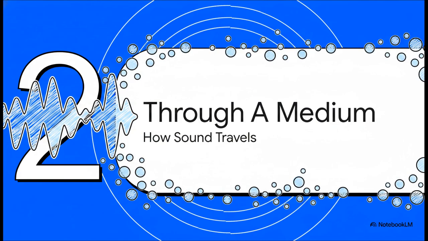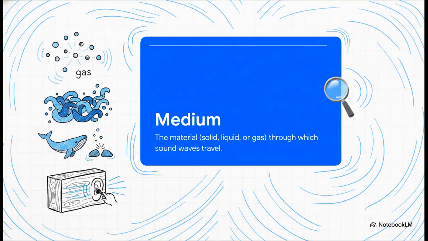But sound waves can't just exist anywhere. That brings us to section 2. Through a medium. How sound travels. Since sound is entirely reliant on molecules bumping into one another, it simply cannot travel through empty space. It absolutely requires an environment. Scientists call the material that sound travels through a medium. Now, this medium can be a gas, a liquid, or a solid.